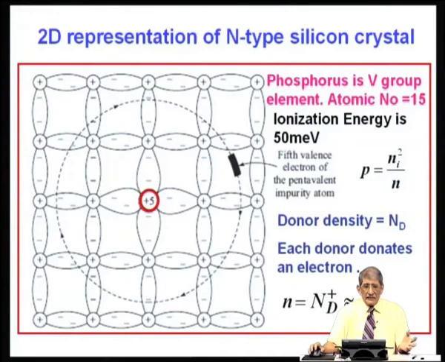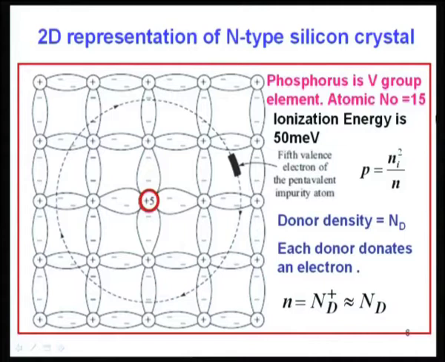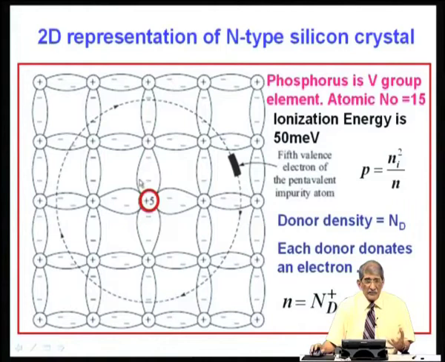For example, to that lattice we saw, I add phosphorus, which is a fifth group element in the periodic table, and its atomic number is 15. You see, silicon's atomic number was 14, with 4 valence electrons, whereas phosphorus is 15, which means there are 5 valence electrons. If this atom is sitting where the silicon atom is supposed to be sitting, it can contribute 5 electrons, but there are only 4 sites to form the bond. The fifth electron does not have a chance to form the bond.